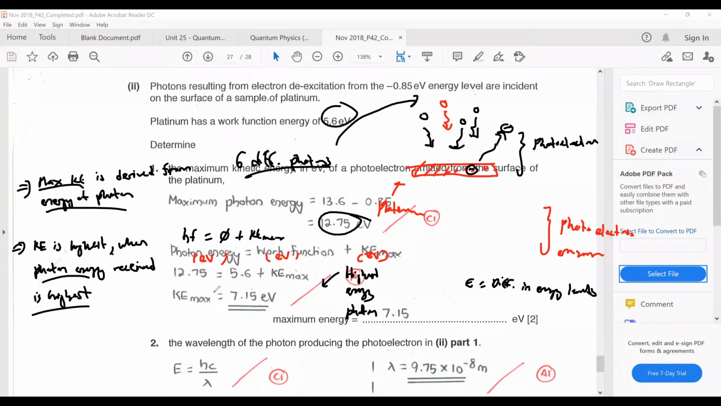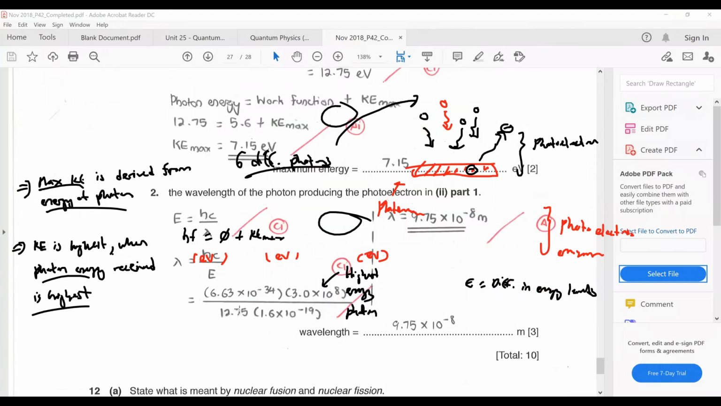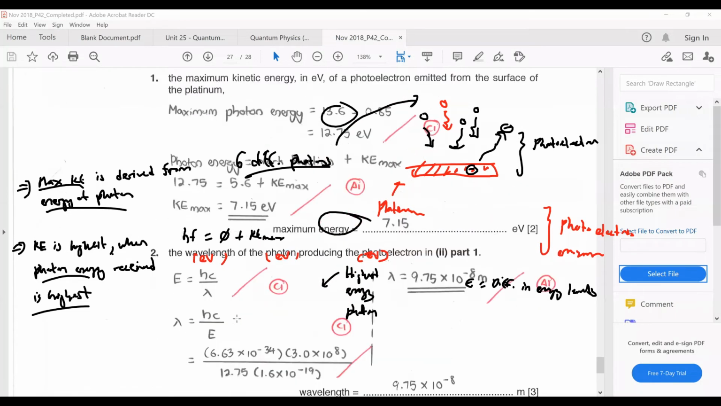Then the other one they ask you is, what is the wavelength of the photon producing the photoelectron in part 1? So for the photon that gave you the largest possible Ke, what was its wavelength? All you need to do is use E equals hc over lambda, and you get your answer. Lambda is 9.75 times 10 to the power minus 8 meter. All right. So if you're okay with that, then I will just move on to the next one, which is absorption spectra.